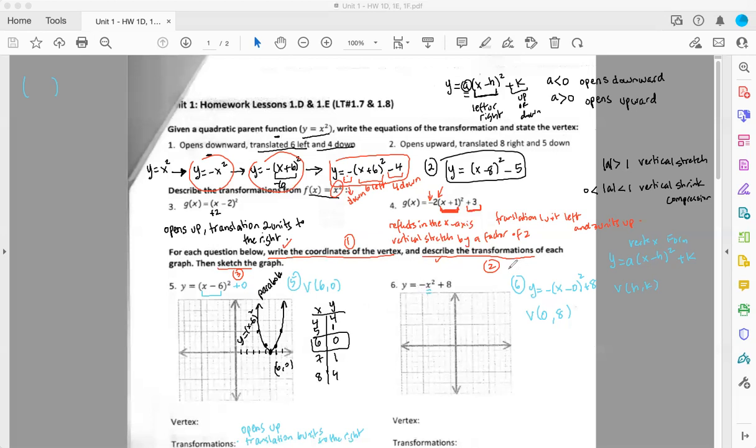For negative x squared plus 8, same idea. We got the vertex. That's the first part. The second part was describe the transformation. So we have two things. We have a negative here on the outside, and then we have an 8 that is being added.